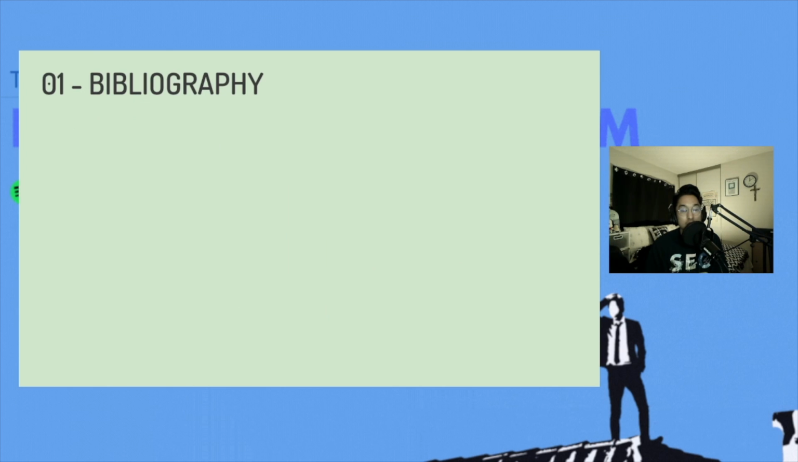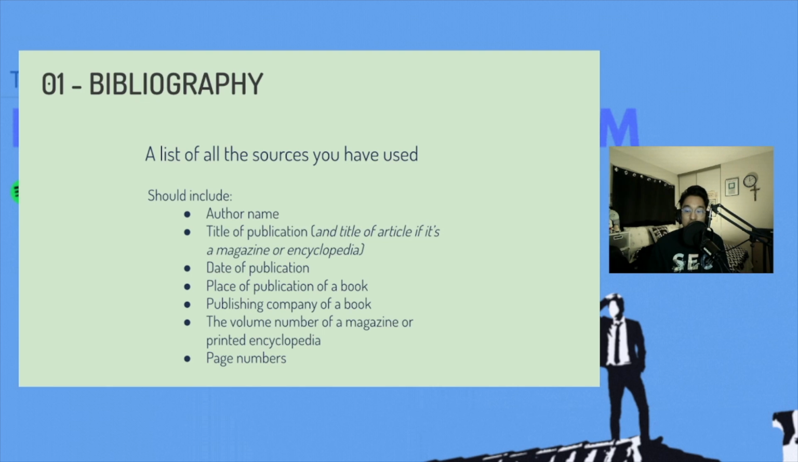A works cited or referenced list is only comprised of references to those items actually cited in the paper, whereas a bibliography is a list of all the sources that you have used. And in those citations of your bibliography, you should be including the author's name, the title of the publication, and the title of the article if it's a magazine or encyclopedia, the date of publication, place of publication, the publishing company of the text itself, the volume number of a magazine or printed encyclopedia, and its page numbers. Of course, there may be other things like edition numbers, volume numbers that you may need to include, and so that might look a little something like this.